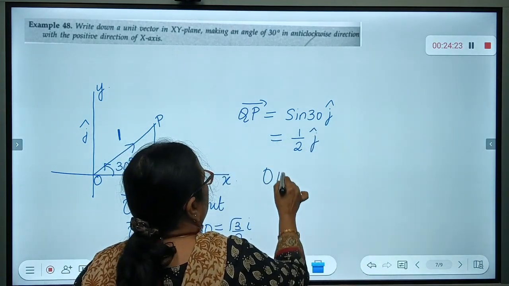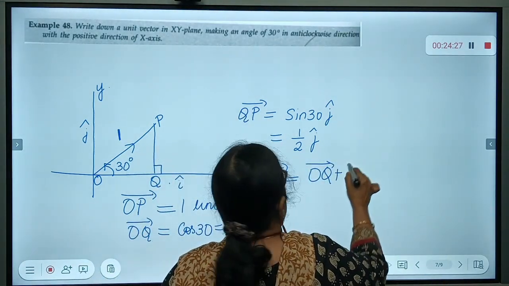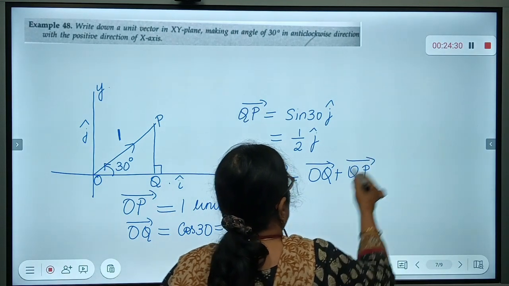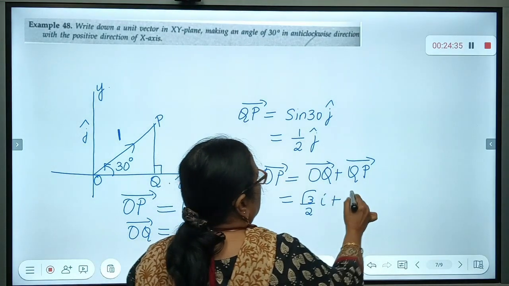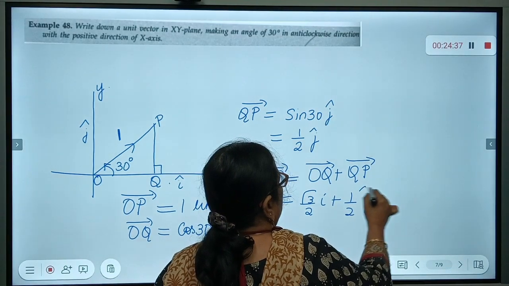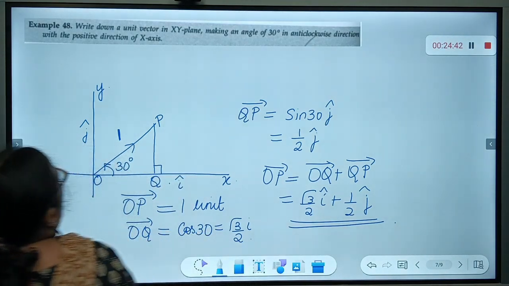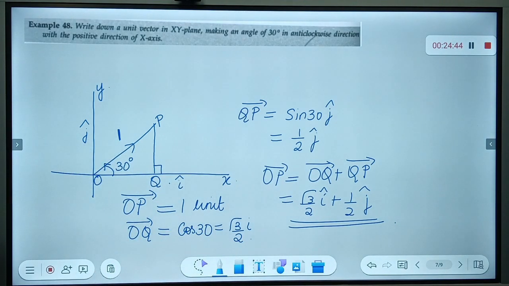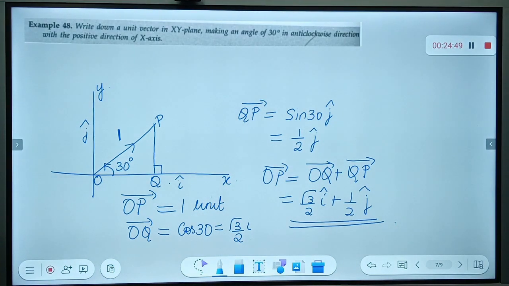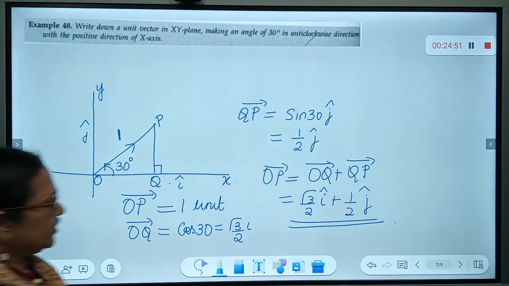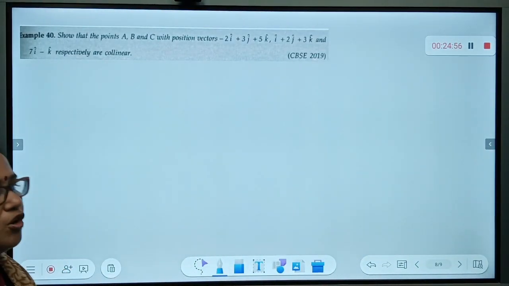Therefore OP vector by triangle law is OQ vector plus QP vector, which is root 3 by 2 i plus half j. So we have expressed a unit vector in the xy plane, which makes an angle of 30 degrees in the anti-clockwise direction. So before we proceed with the problems, I want to just recall the definition of dot product.